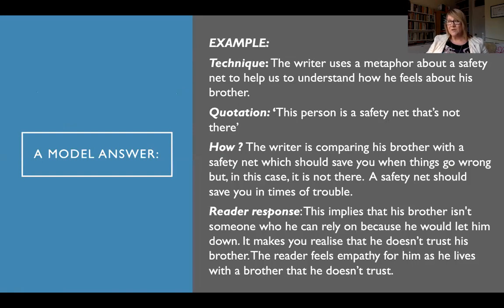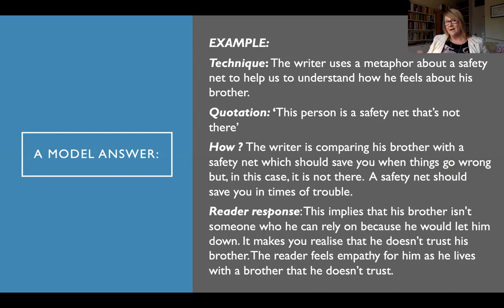Now comes the important part. How does the writer show us this? So this is how you do it. The writer is comparing his brother with a safety net, which should save you when things go wrong. But in this case, it is not there. A safety net should save you in times of trouble. This implies that his brother isn't someone he can rely on because he would let him down. It makes you realize that he doesn't trust his brother. The reader feels empathy for him as he lives with a brother that he doesn't trust.